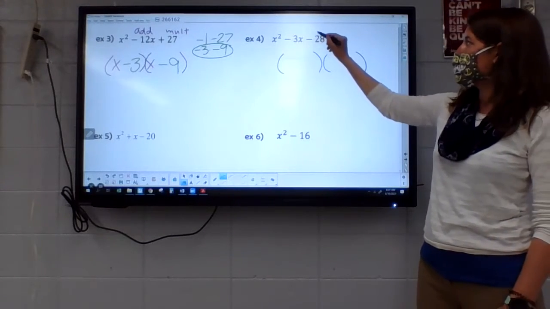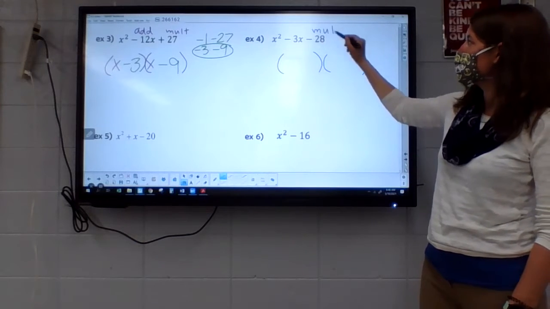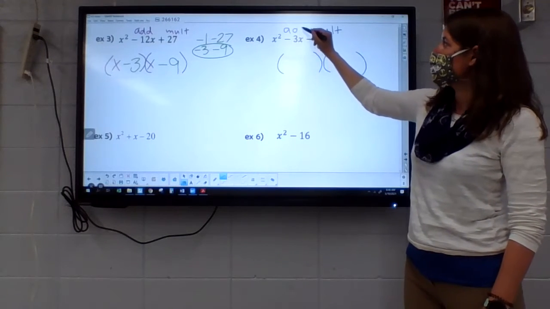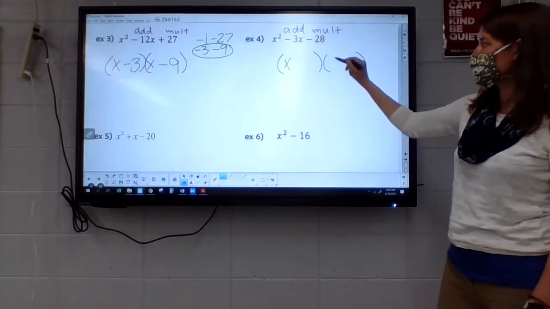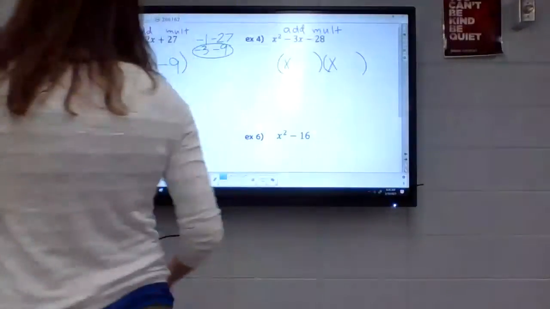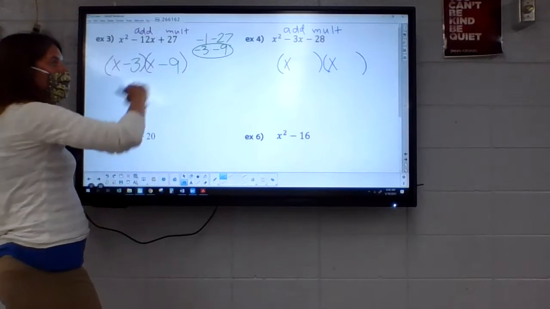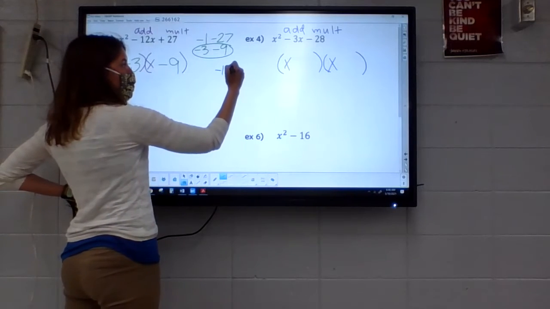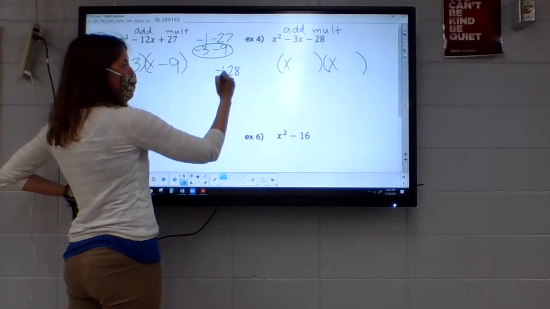Now this next one, multiply to a negative 28, but add to a negative 3. Again, I know it's x and x. So even if you have no idea about the whole rest of the problem, you can at least write x and x down. I give you something for that, on a test or something. Multiply to negative 28. This one has a lot of factors, there are quite a few here.